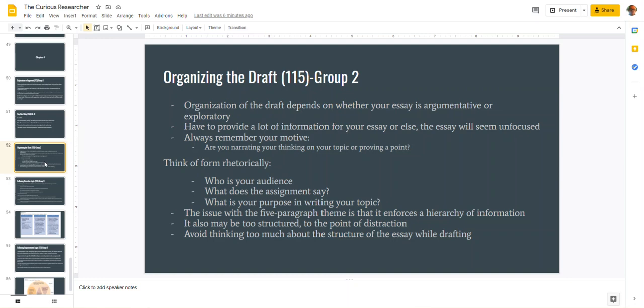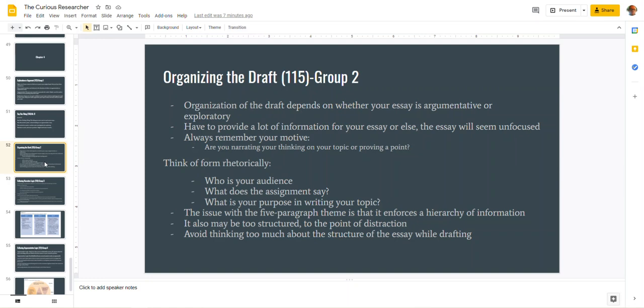You've got to remember your motive. And also you want to think rhetorically, right? Who is your audience? What does the assignment say? What is your purpose in writing about your topic? I say that the audience is your general audience. Okay, you want to make sure that you're informing and explaining rhetorically.